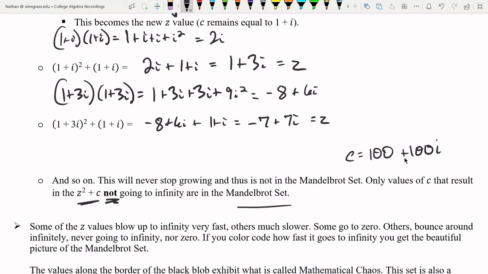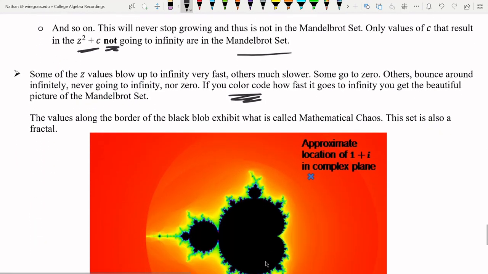Sometimes, however, you can plug in numbers that will bounce around forever, and some will just go to 0. It all depends on which number you choose. If we color code how fast it goes to infinity or goes to 0, that's what gives us the Mandelbrot set, which is this picture right here.